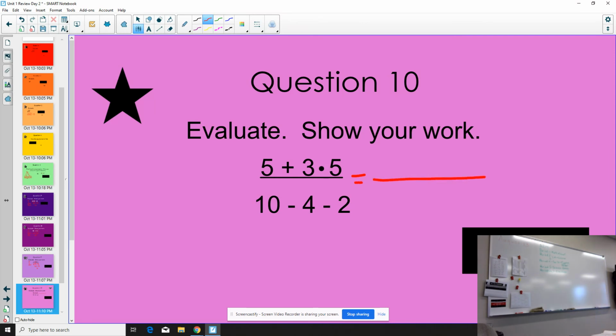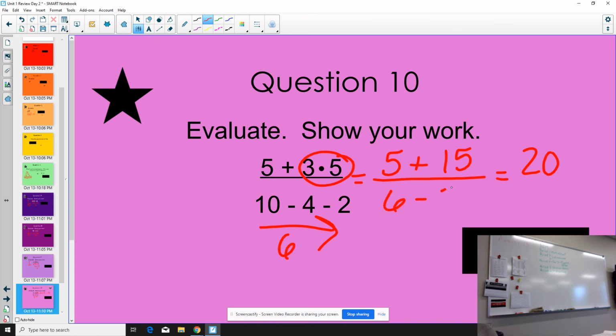So in the numerator, I have adding and multiplying. PEMDAS tells us to multiply first. So I've got to take 3 times 5 to get 15. Then I add 5 plus 15 to get 20. In the denominator, I have all subtracting, so I go left to right. So 10 take away 4 is 6. So I have a 6 minus 2. 6 minus 2 is 4. Remember, the fraction bar means to divide. So I've got 20 divided by 4. So 20 divided by 4 would be 5. Check and see if you have 5.